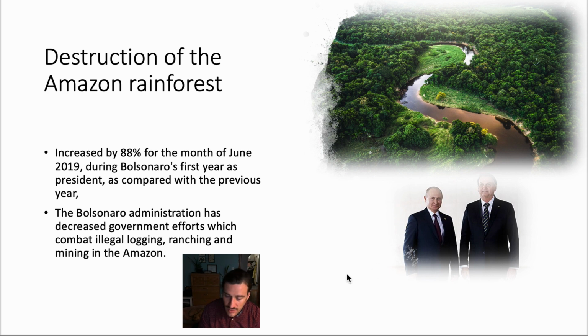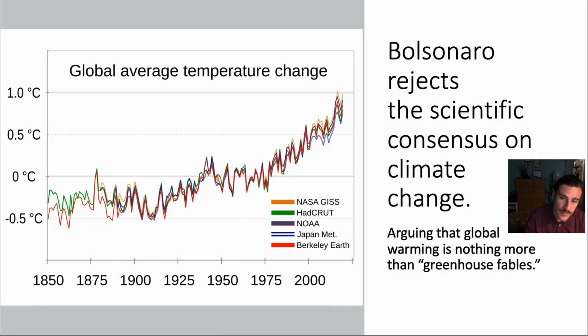And here's Bolsonaro with Putin. So he also just completely rejects the scientific consensus on climate change. He has stated that global warming is nothing more than greenhouse fables. So, and President Trump also has said several things that combat the scientific consensus. And this was our president, and we need somebody that understands at least what's going on.